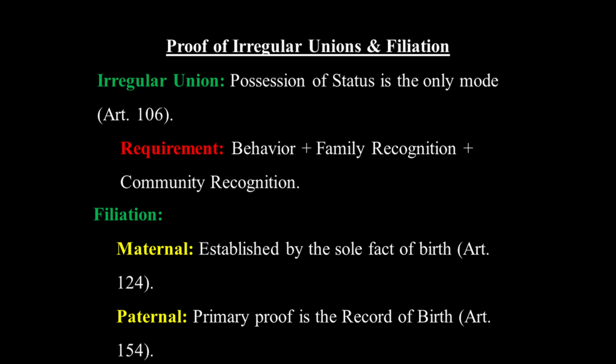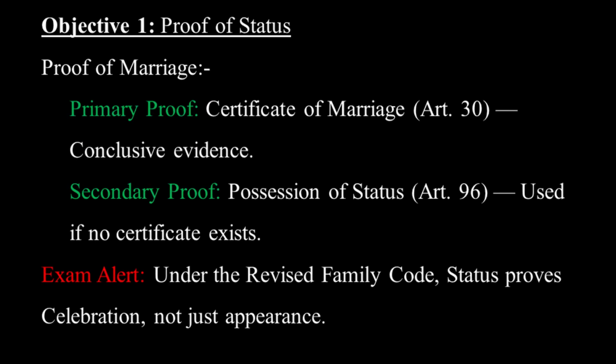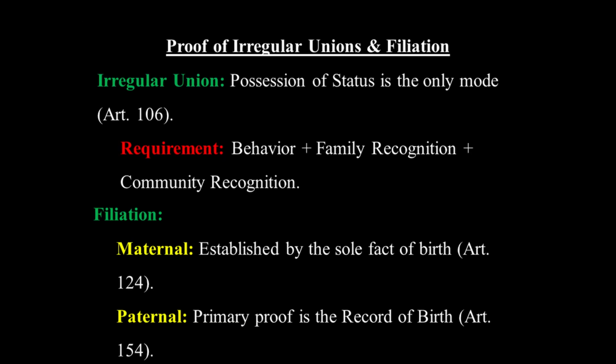Let's summarize the essentials for Objective 1. Marriage is proved by a certificate or possession of status showing celebration. Irregular union is proved only by possession of status, involving behavior plus family and community recognition. Filiation is proved by the birth record or possession of status.